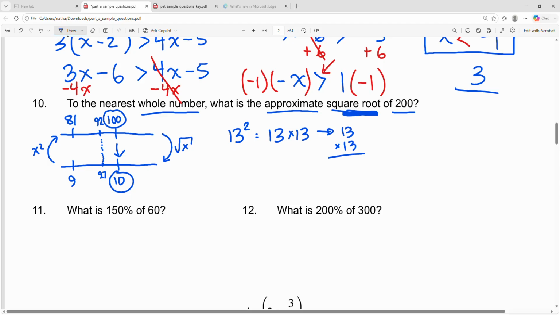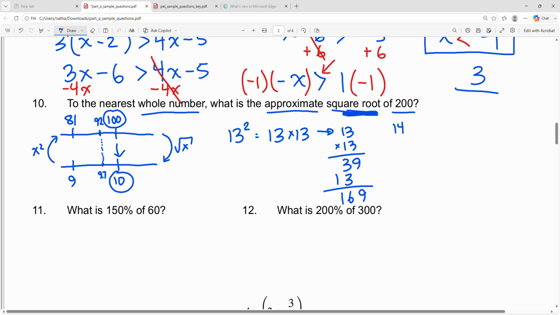We've got 3 times 3 is 9. 3 times 1 is 3. 1 times 3 is 3. 1 times 1 is 1. We add that all up and we get 169. We're getting closer to 200, but I don't know if this is the closest perfect square, so I'm going to try another number.